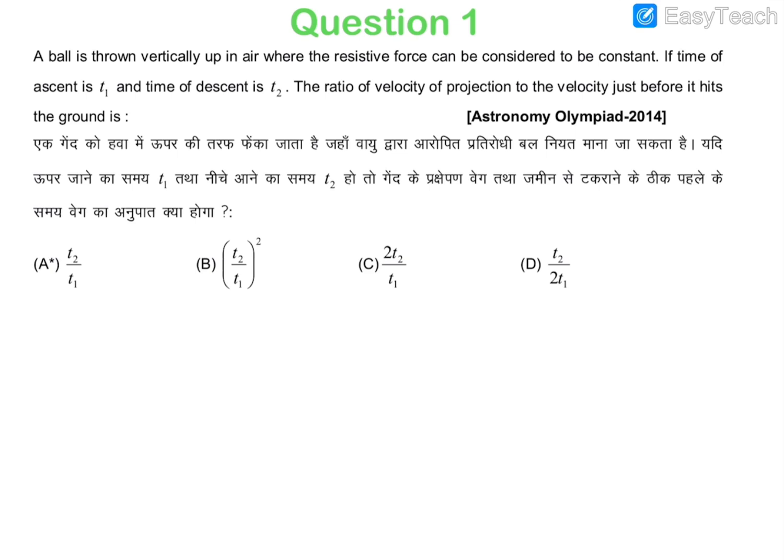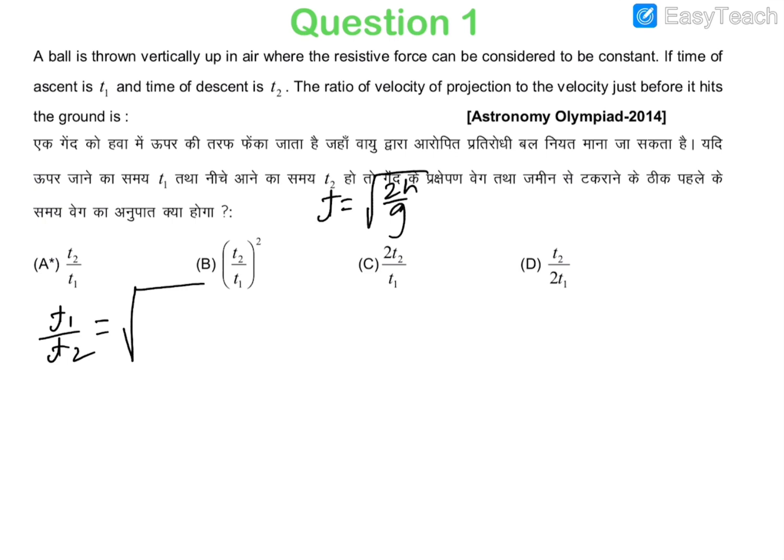So we know that obviously in this case we need the ratio of time of ascent to time of descent, so t1 by t2. You know that t is equal to under root of 2h by g. When the ball is going up, the air friction would be acting in the downward direction and mg would be acting in the downward direction.